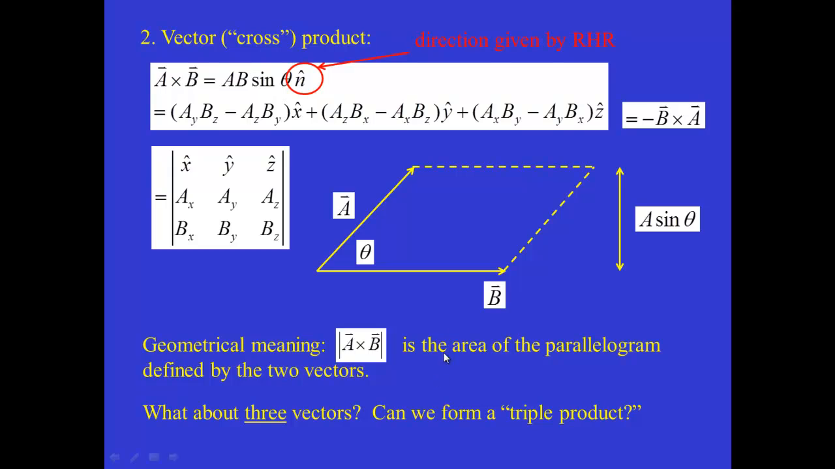Now, we've talked about how to multiply two vectors in two different ways. What about three vectors, or five vectors for that matter? But let's stick with three for the moment. Can we form a triple product? And do those triple products have any kind of meaning?